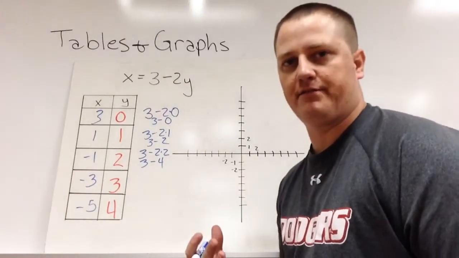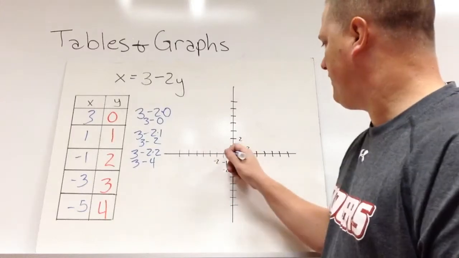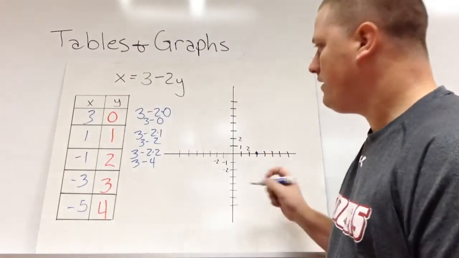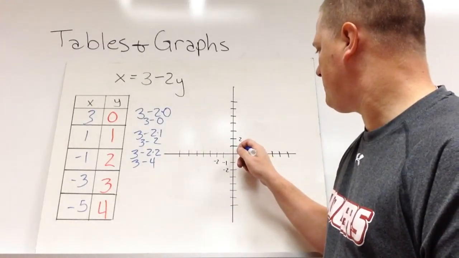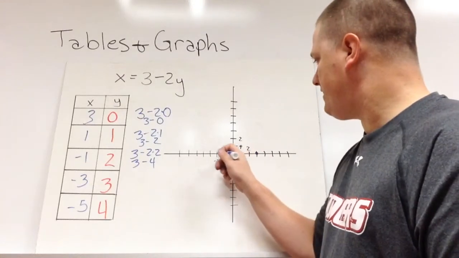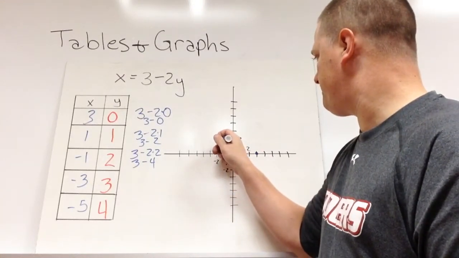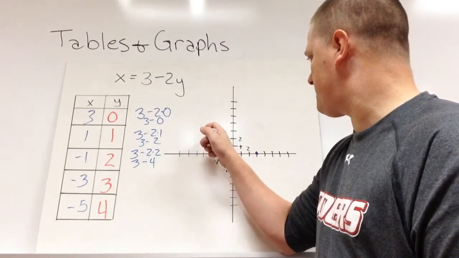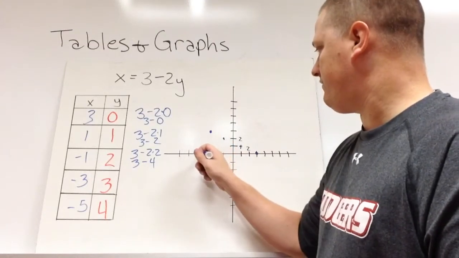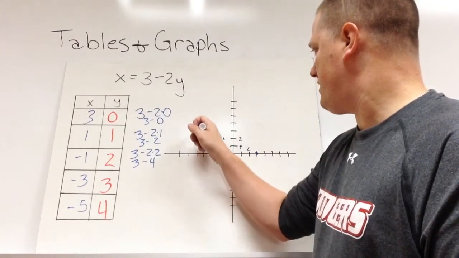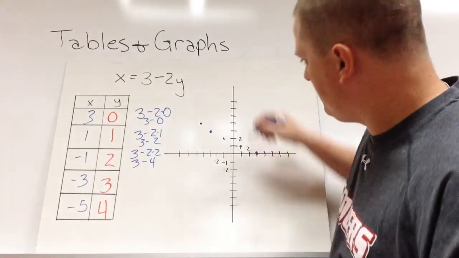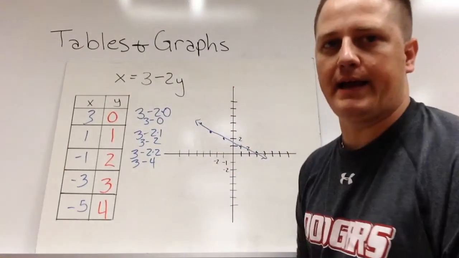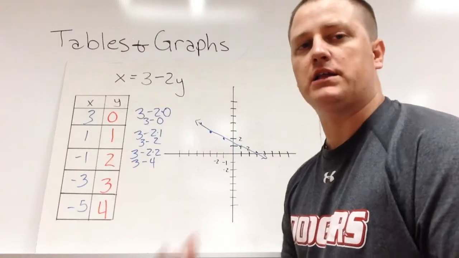And we're going to graph this and see if there's a pattern. So we've got 3, 1, 2, 3, and 0 goes right there. Then we've got 1, 1 again. Then we've got negative 1 up 2. We've got negative 3 up 3. And we've got negative 5 up 4. So again, it looks like we have a line, and hopefully with a straight edge you can draw a little bit better.